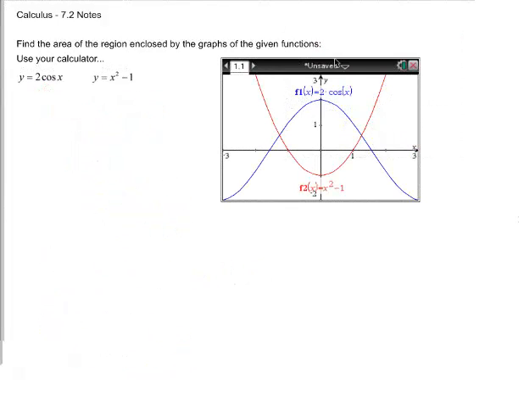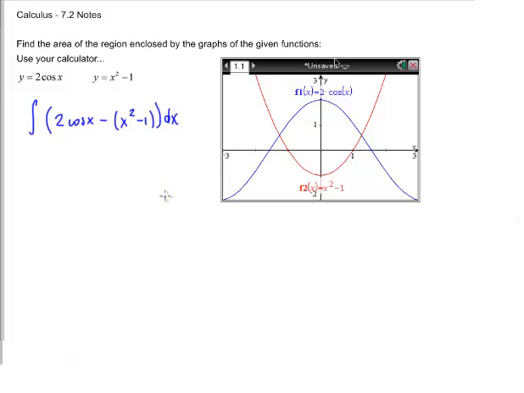On this problem, we have 2 cosine x and x squared minus 1. And again, what you want to do is use your calculator if you can. On the top, we got the cosine x, and on the bottom is the x squared. So we're just going to look at the integral of the top minus the bottom. So 2 cosine x minus x squared minus 1 dx.